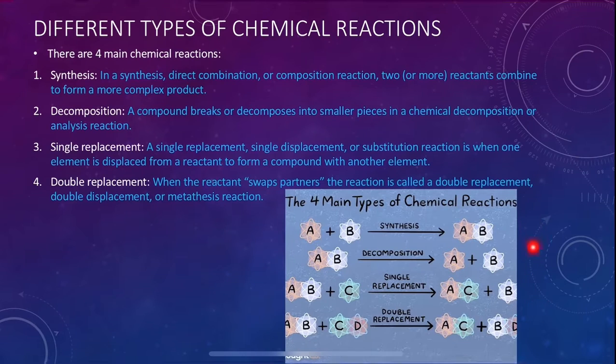This diagram demonstrates the four different types of chemical reactions. First one is synthesis. Second one is decomposition. Third one is single replacement. And the last one is double replacement.